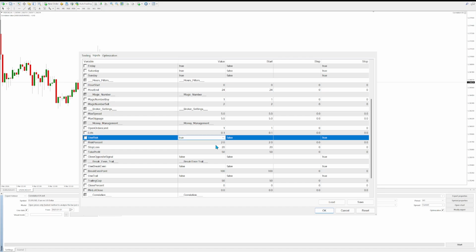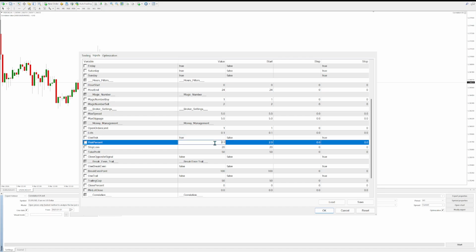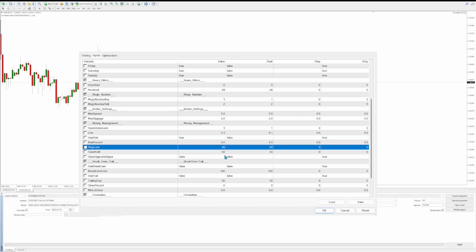If you have user risk set to true, the EA will calculate the lot size depending on the risk that you set here in the risk percent field. Stop loss and take profit, self-explanatory. However, for the reasons that I mentioned previously, I'm not too keen on fixed levels in this instance. Granted, if you are away from your machine and you do just want a stop loss placed, you can always put a hard stop loss in there, say 50 pips or whatever you like, and then amend accordingly.